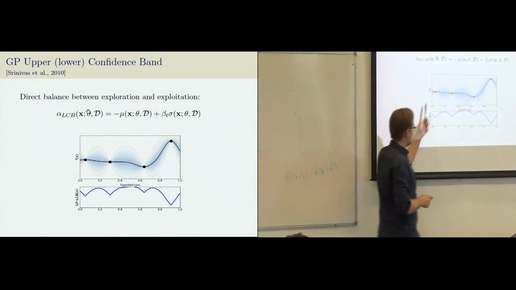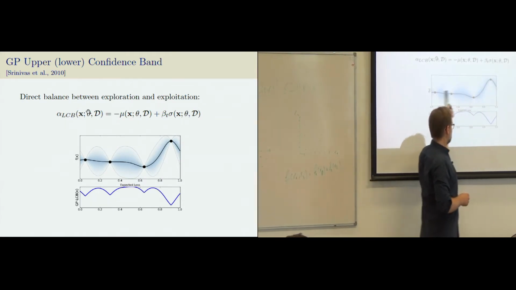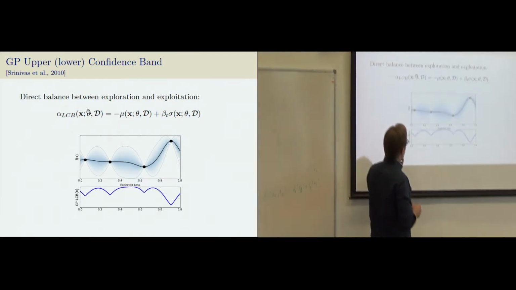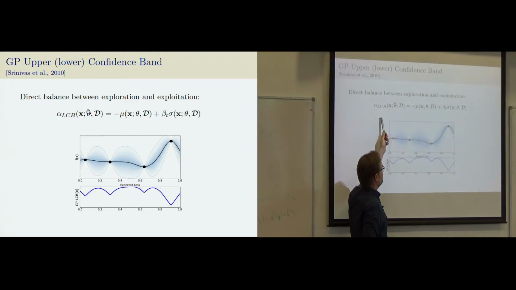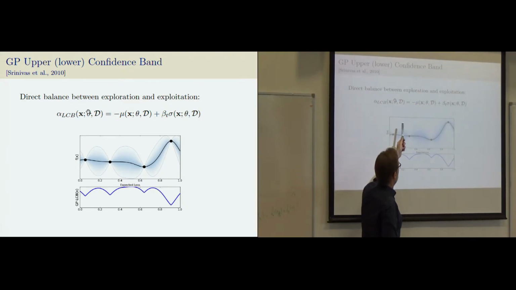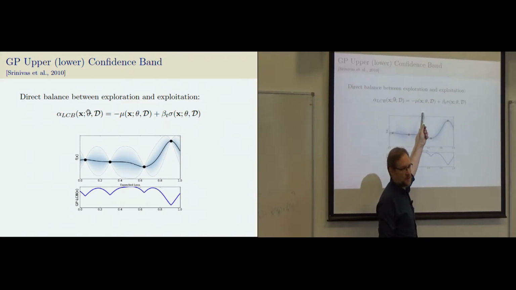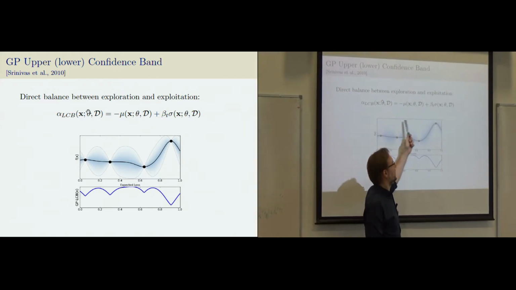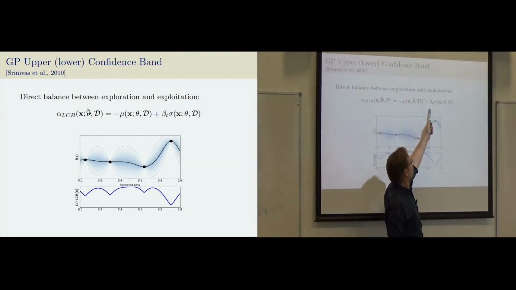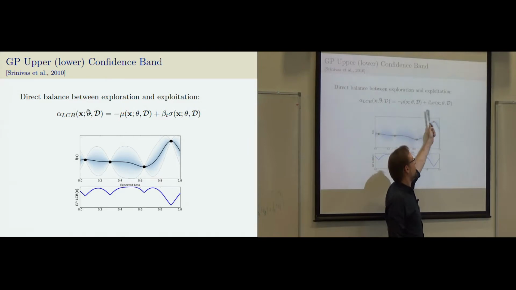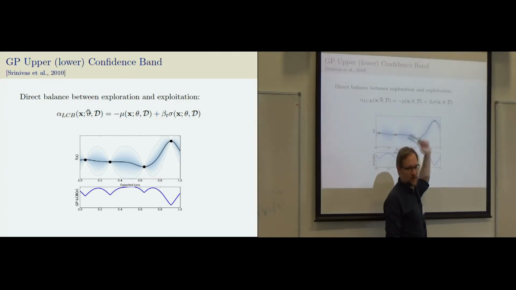So imagine this is the function that you are optimizing. This is your GP. What you do is say, well, I'm going to collect my next evaluation by maximizing minus the mean of the GP, and minus because I'm minimizing, not maximizing, plus some positive parameters times the standard deviation of the GP, right?